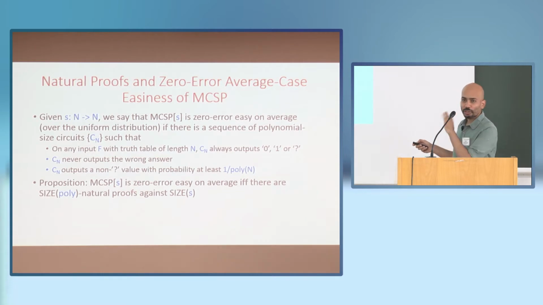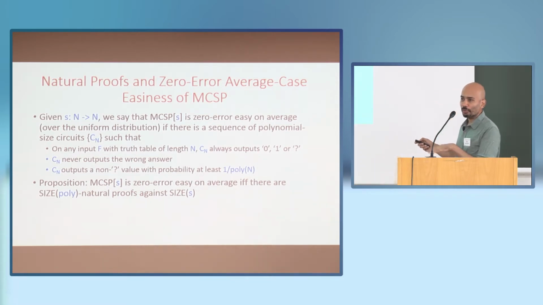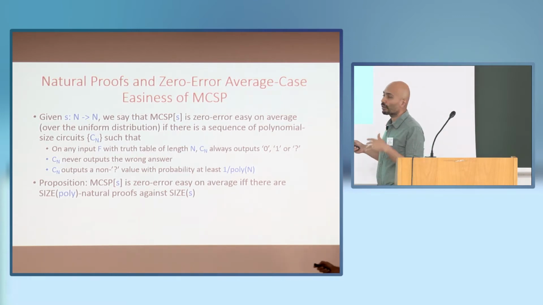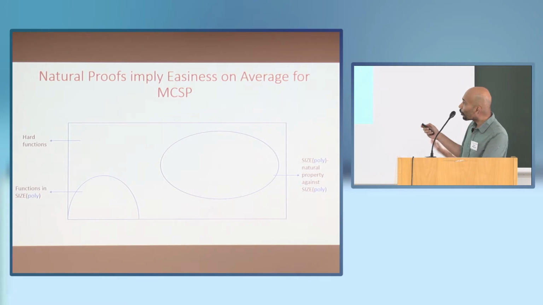And here's a simple proposition, which I'll soon again show you by proof by picture: MCSP is zero-error easy on average if and only if there are natural proofs. So this is completely equivalent to the existence of natural proofs. It's a natural notion of zero-error easiness on average, which is completely equivalent to natural proofs. And why is that? Well, suppose you have a natural proof. So you have a set like this, which is decidable in polynomial size and occupies a large portion of the space.